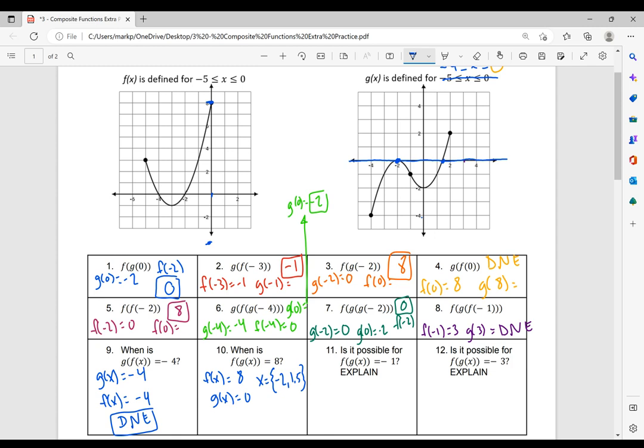All right. Number 11 says, is it possible for f of g of x to equal -1? Okay, so we'll just work it out like normal. Starting from the outside, f of x is equal to -1. Let's see. So f of x equals -1, and we see that it hits right here at this value, which is -3 for x. So g of x equals -3.